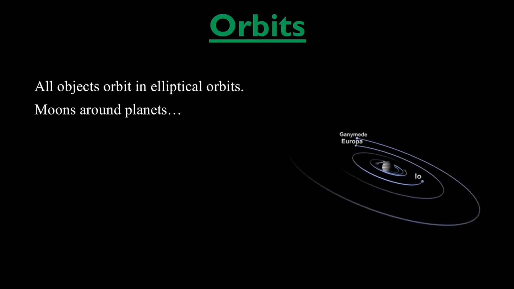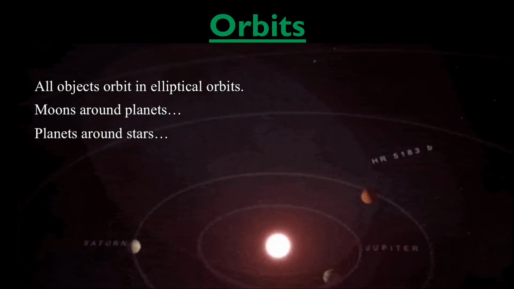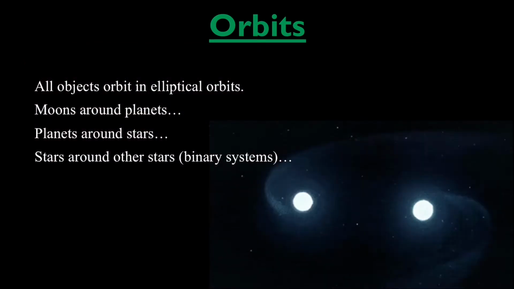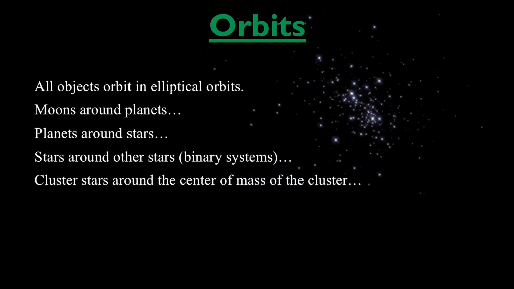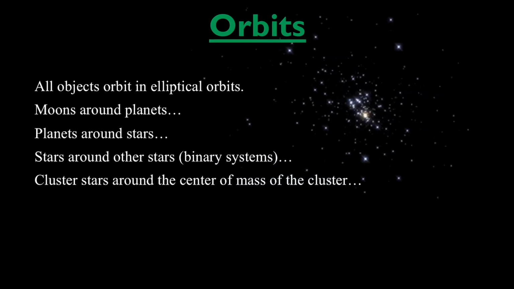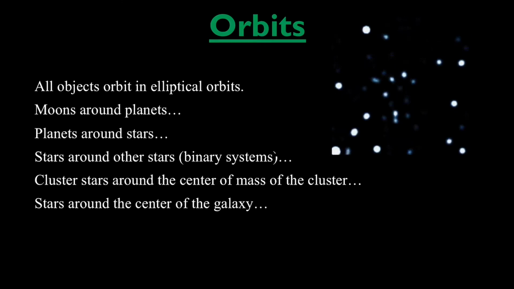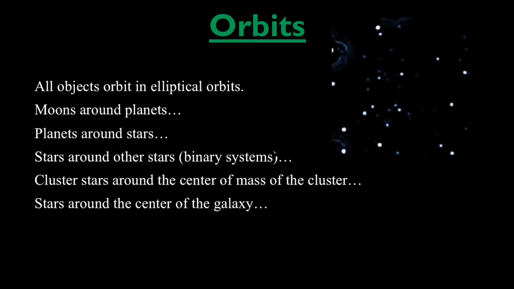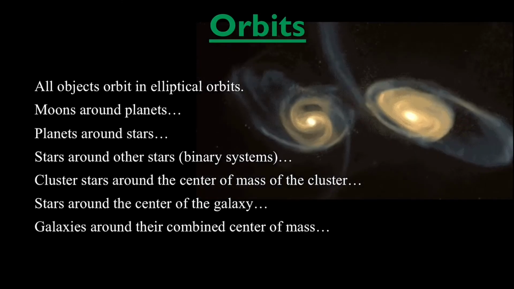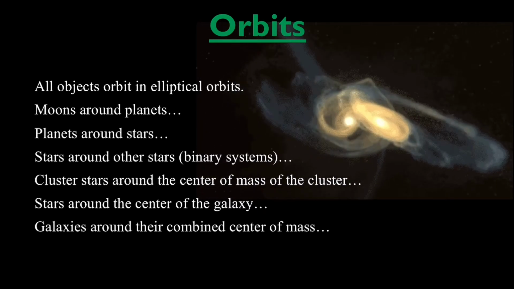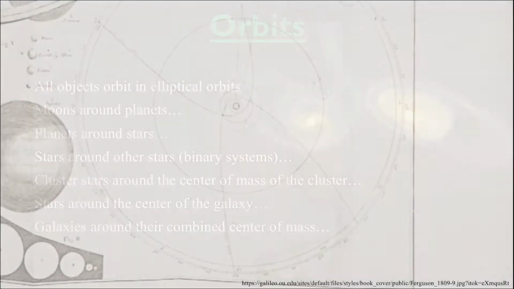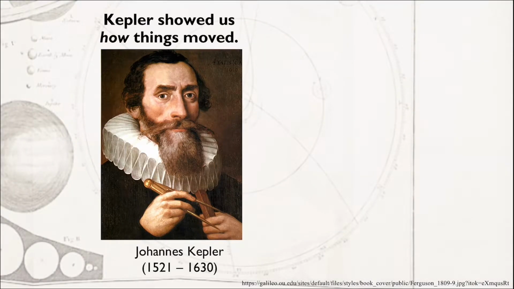But anyway, moons orbit planets, planets orbit stars, stars orbit other stars in systems we call binary systems, clusters of stars orbit the center of mass of the cluster, stars orbit the center of the galaxy to which they belong, and groups of galaxies orbit their common center of mass, sometimes even colliding with one another if they get too close.